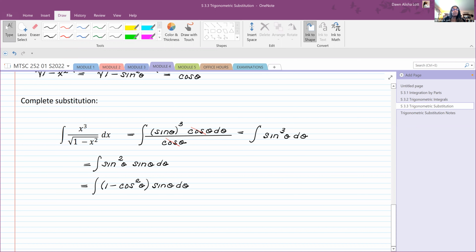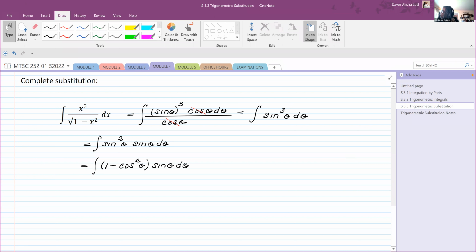Okay, so now I have a u substitution. So I'm going to let u equal cosine of theta. And du is going to equal negative sine of theta d theta. So the sine of theta d theta is going to be negative du. Everybody with me so far? Did I leave anybody behind?